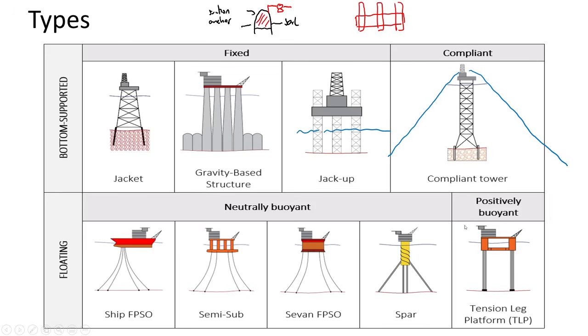And then you have, in this category now, this actually is also floating, but it's positively buoyant. So this means that, as you see here, it has some cables, some tethers that fix it to the seabed. But if these were not in place, this structure would float at a much higher level than what it is now. Okay, so that's what is called positively buoyant.